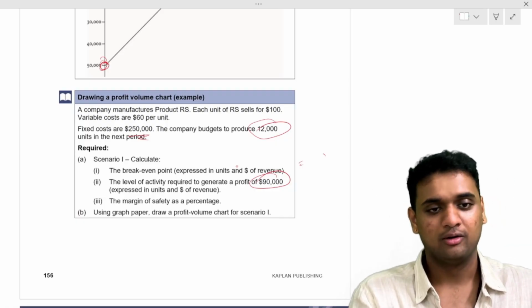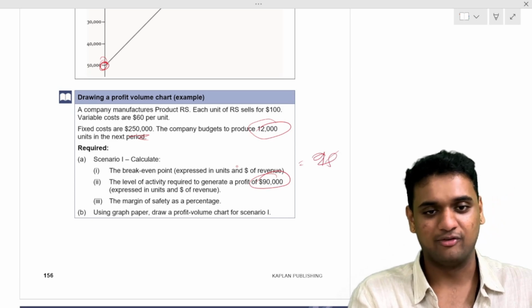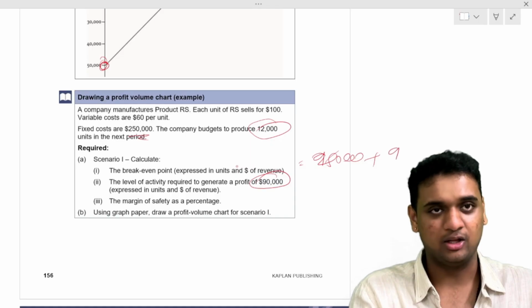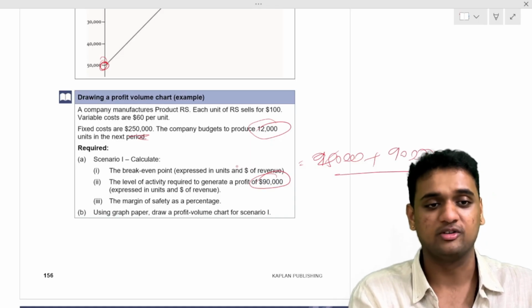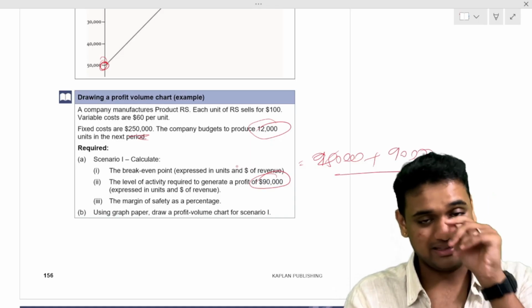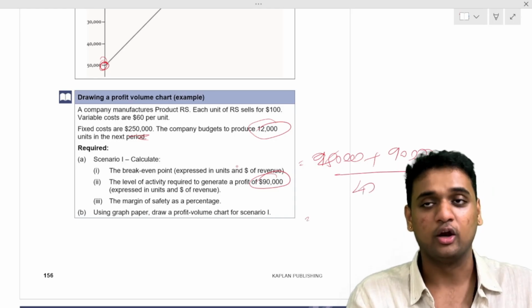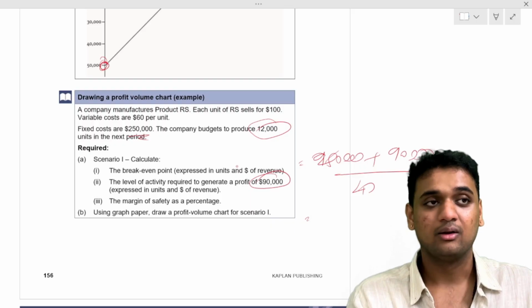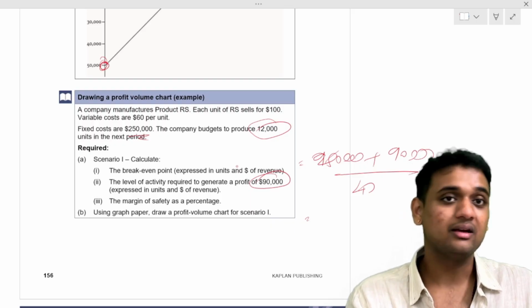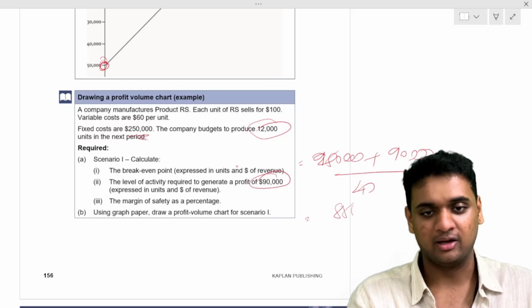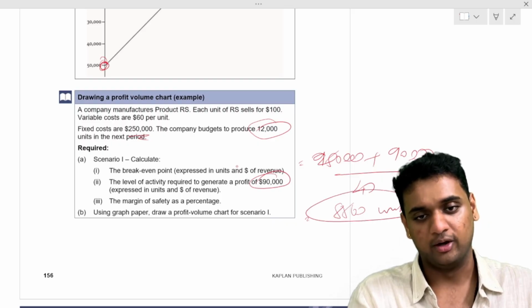$8,500. How did you find it out? Fixed cost is how much? 2,50,000 plus 90,000 required profit, divided by contribution per unit, which is 100 minus 60. That will be 40. If you do that, what are you getting? 8,500 units. 8,500 units will be your break-even point.